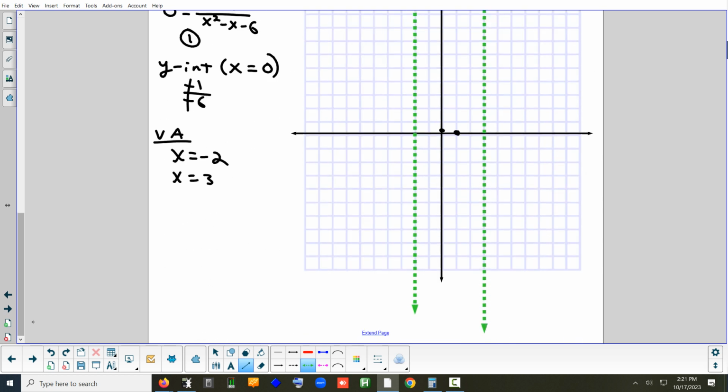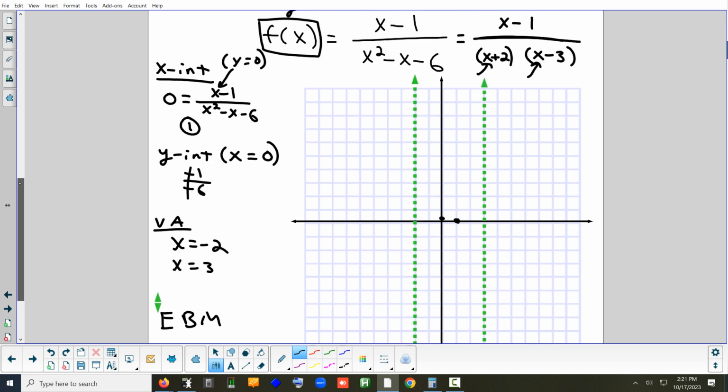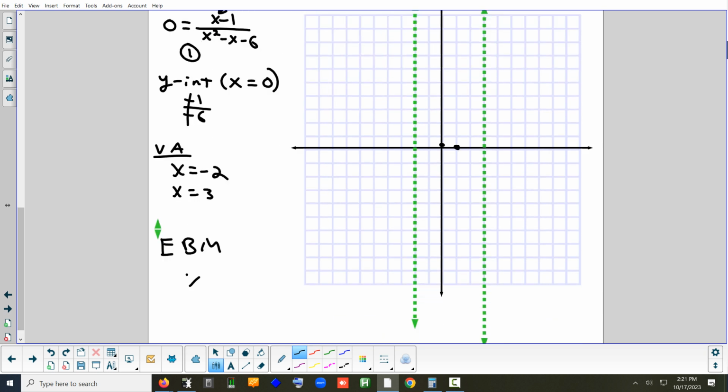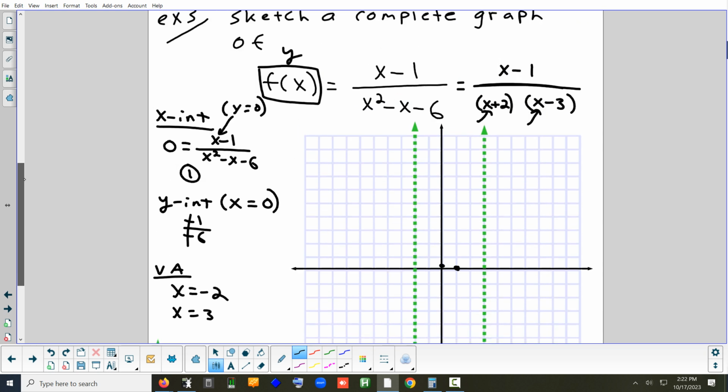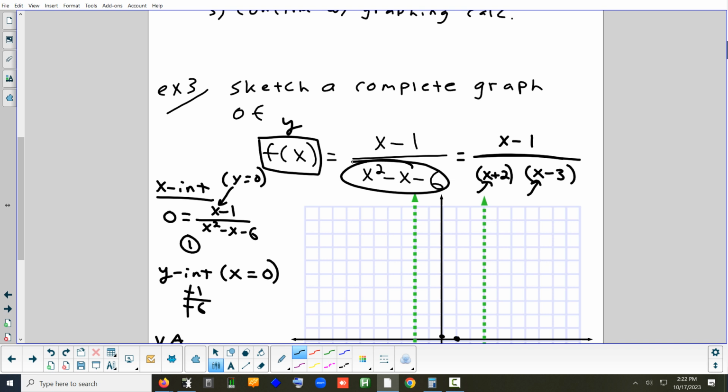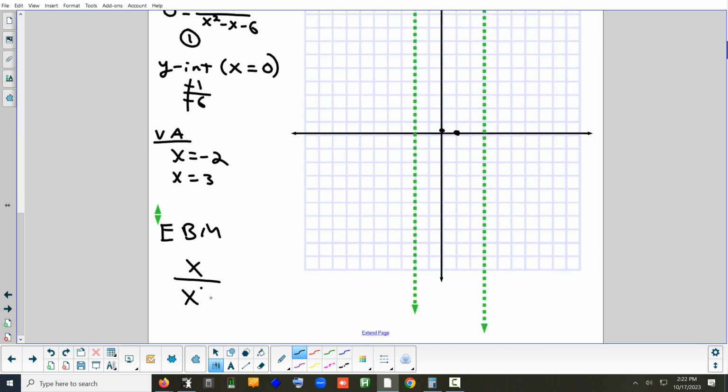That's going to give us the horizontal asymptote. What's the highest degree term in the top? x. What's the highest degree term in the bottom? It helps to look back at the one that's all FOILed together. x squared. And what do you get if you simplify that? 1 over x.